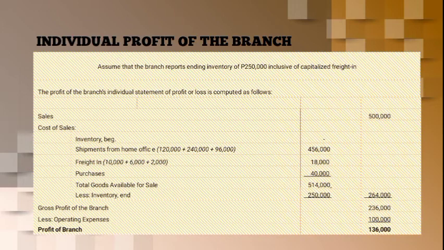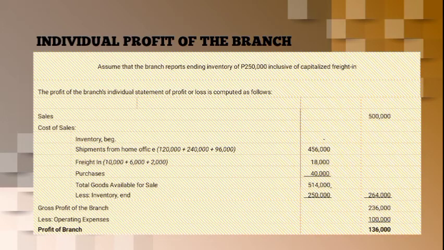Shipments from home office, which is 456,000. So how do we derive in this amount? Actually, we will add all the debit transactions that was previously provided. 120,000 from the first transaction, 240,000 plus 96,000, which is equal to 456,000. Actually, you can refer to your notes or to the provided screenshot para mas madali po tayong makasunod.